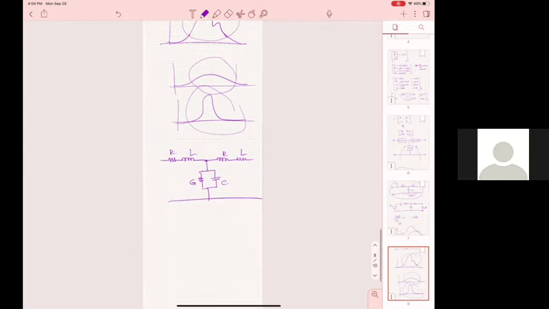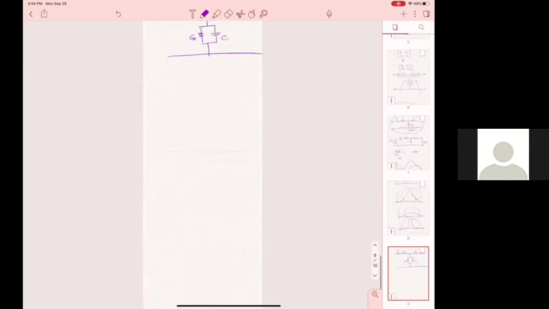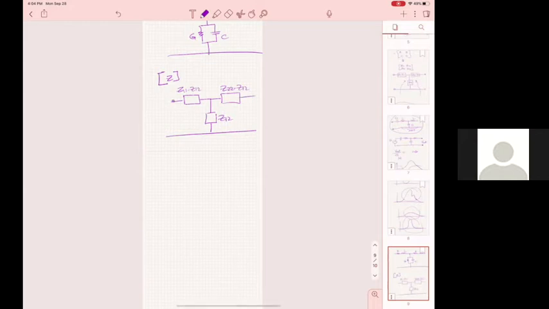And usually the way it comes out is, if I give you Z, the way it comes out is like this. From Z, you can always find an equivalent circuit. So this is Z11 minus Z12, Z22 minus Z12, and Z12. And for passive components, it always looks like this.